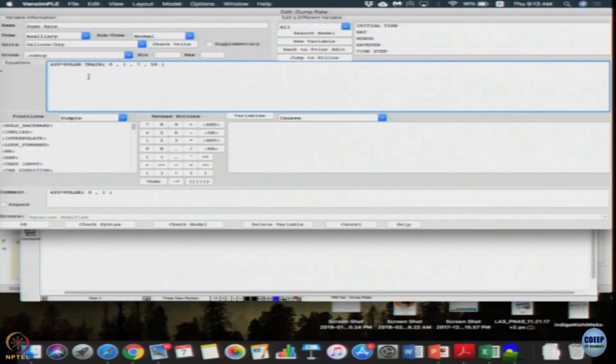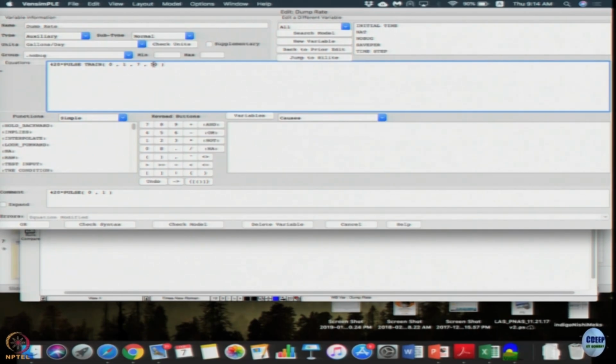There is another function called pulse train. What pulse train does, as the name suggests, is give a pulse input periodically. In this case it gives a pulse input starting at time 0 with a duration of 1, and that repeats every 7 days, that is once a week. The end time is 50. After 50 time units have passed, no more dumping happens.